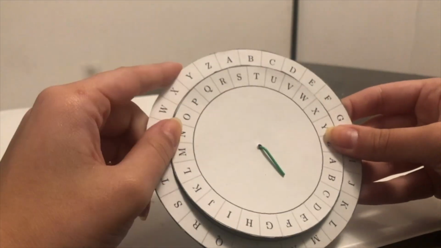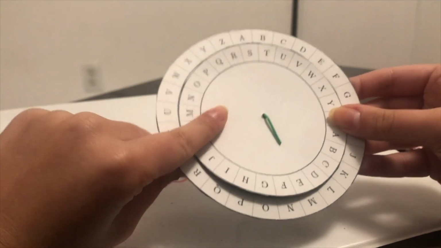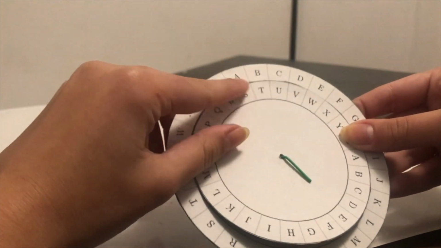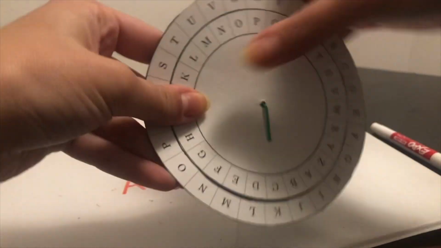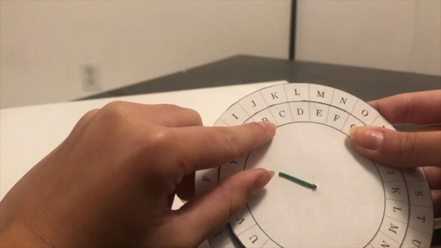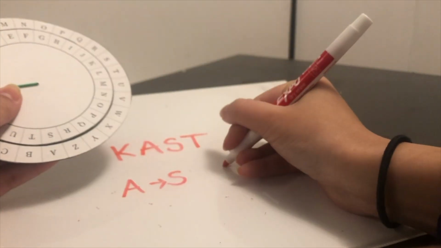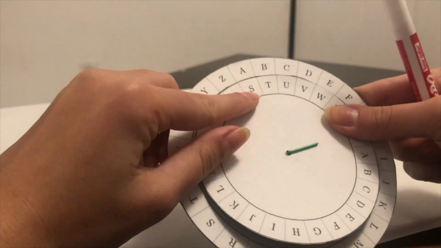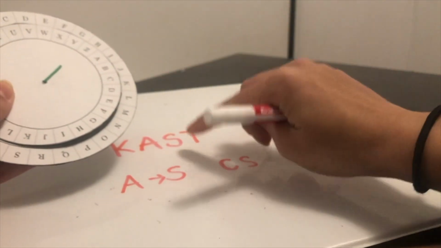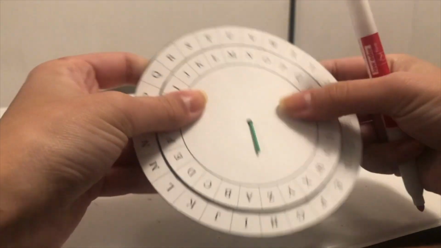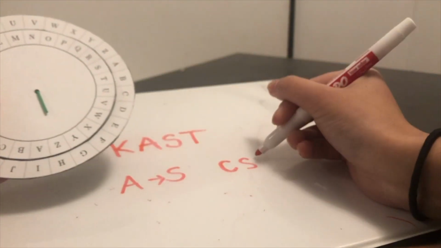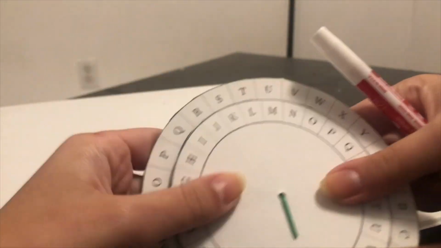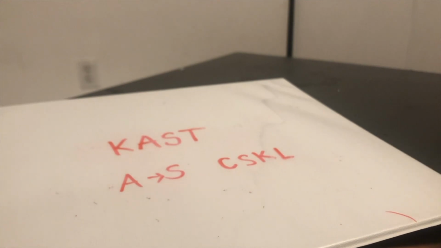So the outer circle represents the actual message, while the inner circle represents the encrypted message. So we're going to find K on the outer circle while making sure that our index, A to S, is there at all times. Now we can see that K corresponds to C. Then we look at A and we find A on the outer circle, and that corresponds to S on the inner circle. Then S on the outer circle corresponds to K on the inner circle. And T on the outer circle corresponds to L on the inner circle, and that is our encrypted message.